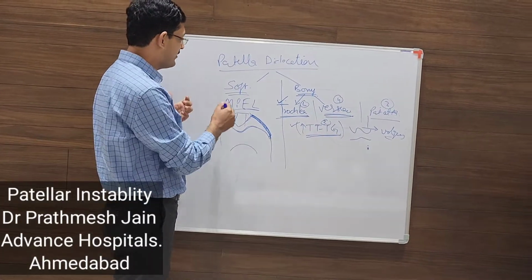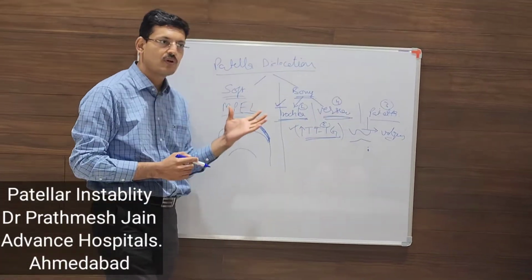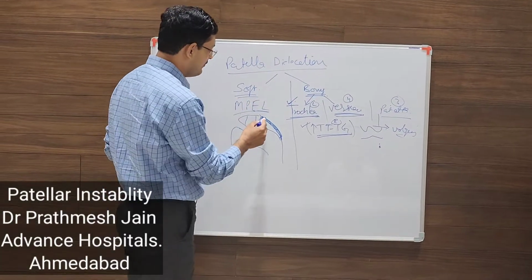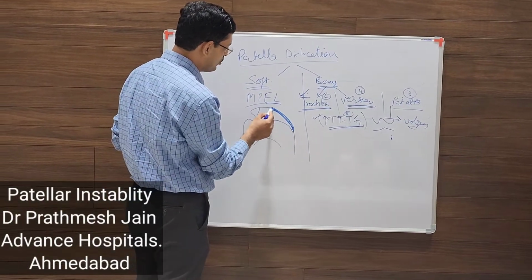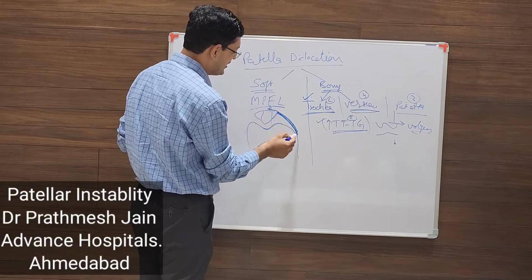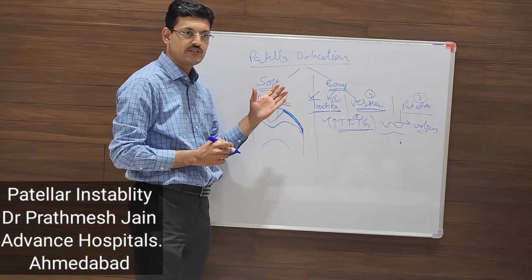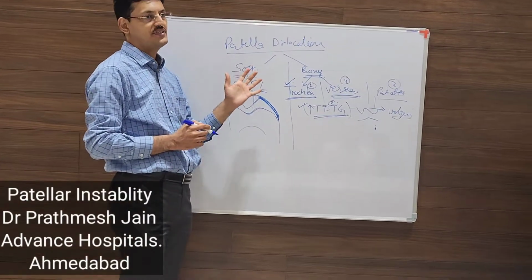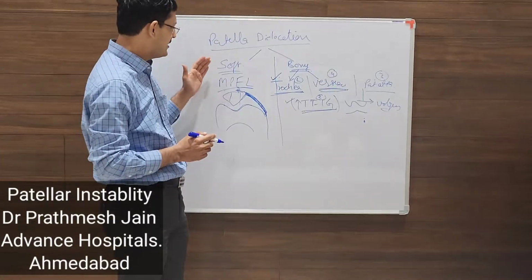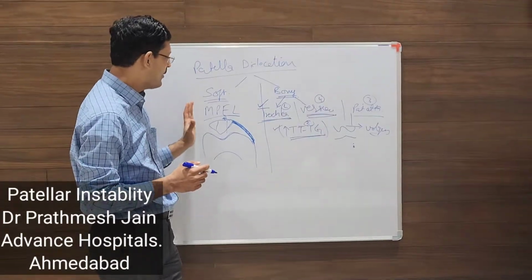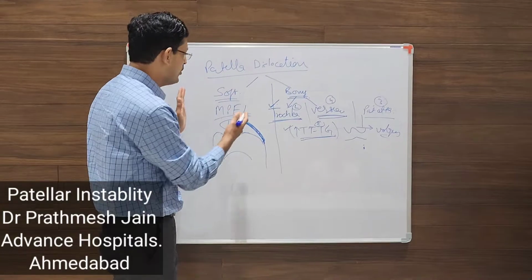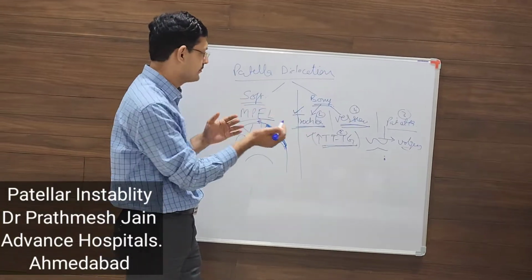I personally do a technique which is called an MPFL advancement, or MPFC advancement, in which we advance this layer of tissue on the patella. So basically we tension the layer. This is a published technique. So if I think the patient has a soft tissue injury, I will do an MPFC advancement. You can do an MPFL reconstruction if you want.